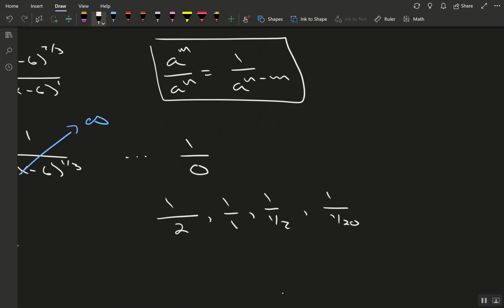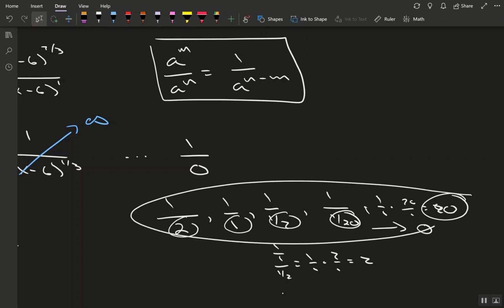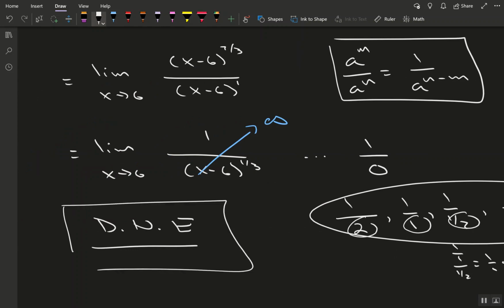Well, these numbers actually will flip. So 1 over 1/2 is equal to 1 over 1 times 2 over 1, which is equal to 2. 1 over 1/20 is 1 over 1 times 20 over 1, which is 20. So as your denominators are getting smaller, as they're going towards 0, these numbers are actually getting really, really big. In fact, they're all going to infinity. So that's why we can say that this guy doesn't exist.